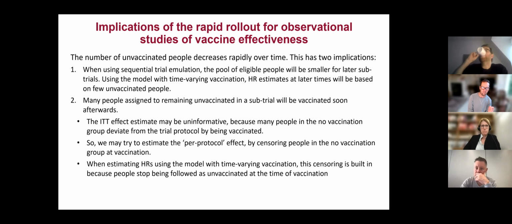So an alternative is to try to estimate the per protocol effect by censoring people in the no vaccination group at the time they were vaccinated. And that's what Dagan et al. did in the paper in the New England Journal of Medicine. They followed the pair, the vaccinated person and the unvaccinated person. And when the unvaccinated person got vaccinated, they censored both individuals so that follow-up was the same in the vaccinated and unvaccinated groups. When estimating hazard ratios using the model with time-varying vaccination, that censoring is built in because people stop being followed as unvaccinated at the time of vaccination. So implicitly, when we use time-varying vaccination, we are estimating the per protocol effect, not the intention to treat effect.